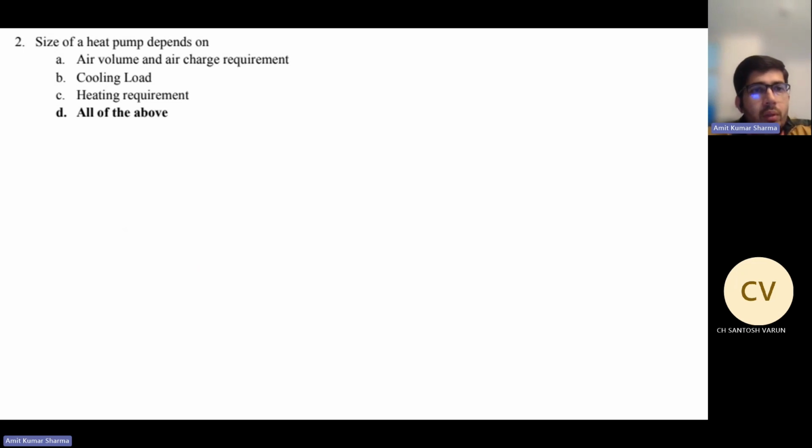Question number 2. The size of a heat pump depends on. You have to identify the main parameters on which the size of heat pump depends. The options are: A, air volume and air change requirement; B, cooling load; C, heating requirement; and D, all of the above. Try to think about every aspect and come up with reasoning also.